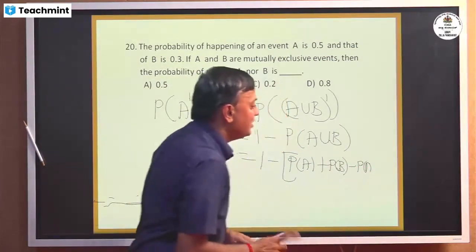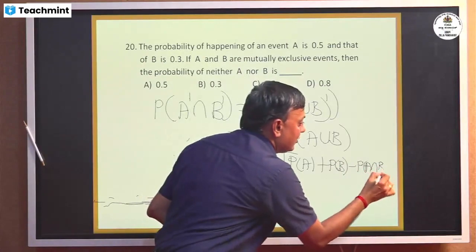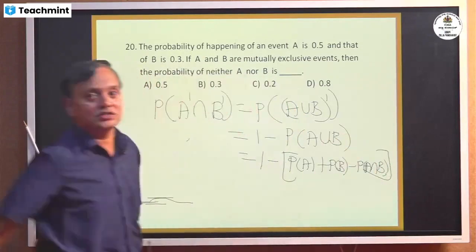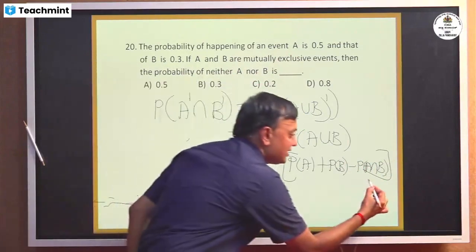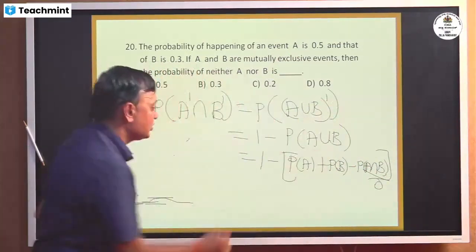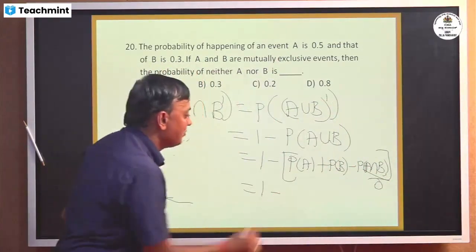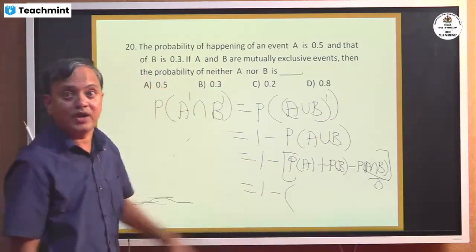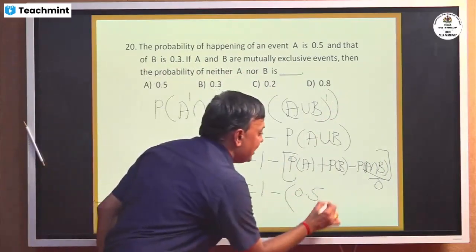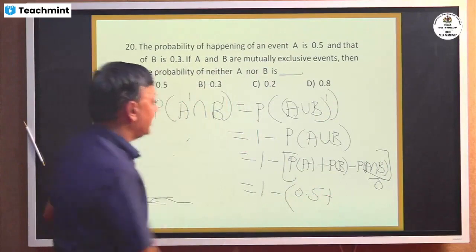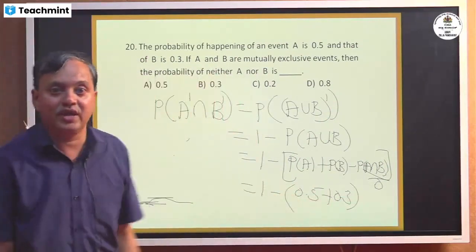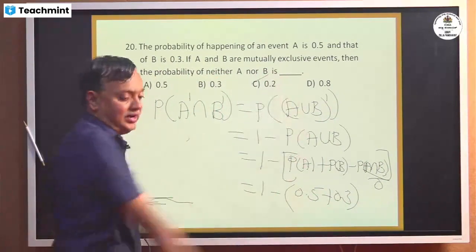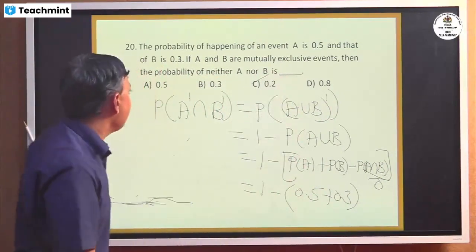Probability of A intersection B. Correct? But here A and B are mutually exclusive, which means their intersection becomes 0. So this is equal to 1 minus probability of A 0.5 and probability of B 0.3, plus 0. The sum is 0.8, 1 minus 0.8. So the answer is 0.2. Next question.